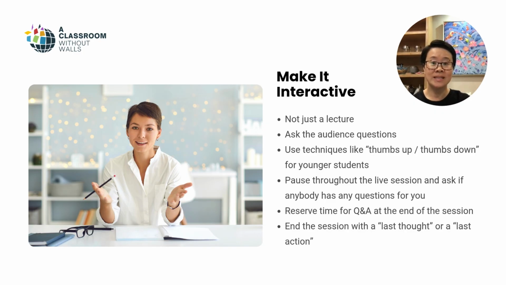For younger students, ask a question and let the students show whether they agree or disagree with thumbs up or thumbs down. For example, thumbs up if you agree and thumbs down if you disagree. Orangutans are important to their native ecosystem.